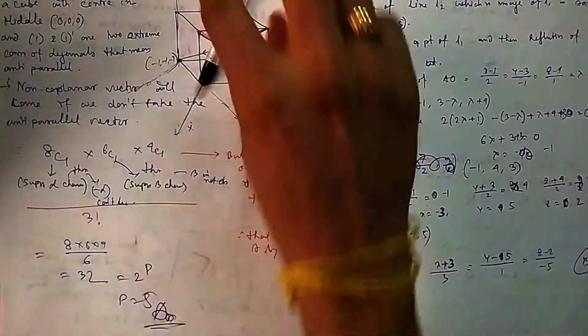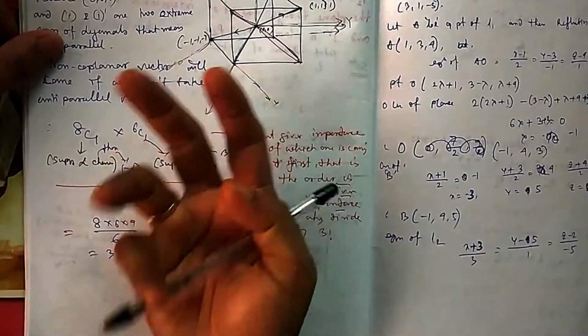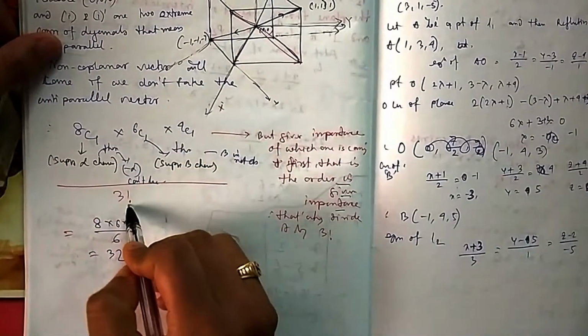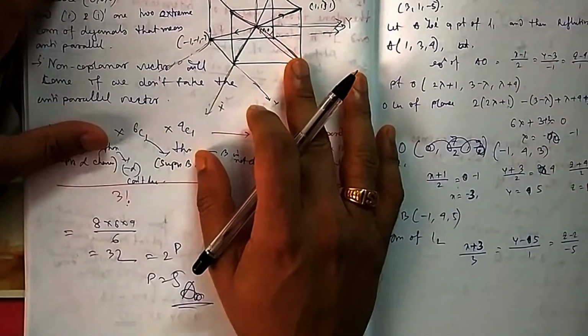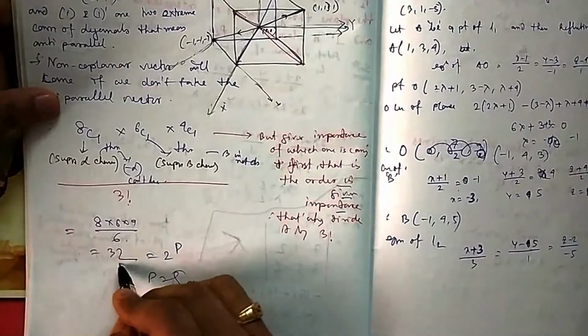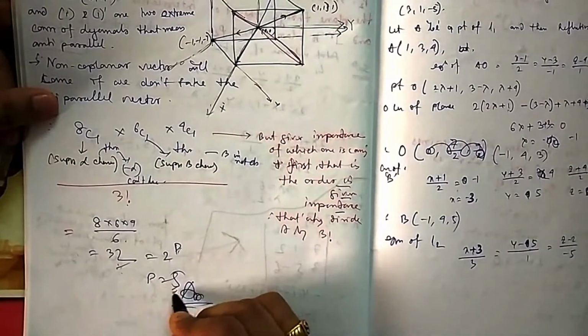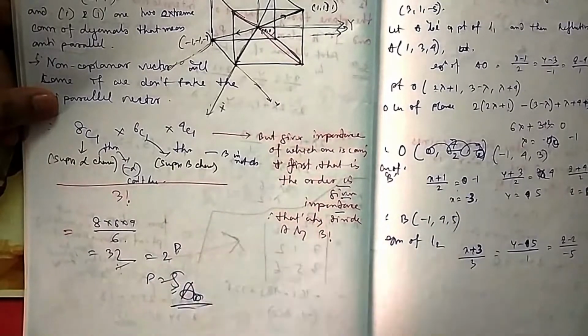Since order doesn't matter, you have to divide by the number of ways you can arrange these 3, that is 3 factorial. So that order will be divided out, divided by 6. So ultimately you will get 32, which is nothing but 2 to the power 5. So your answer is not 32. That is a twist. The answer is 5.